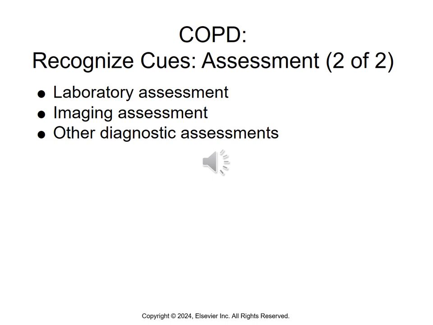COPD is classified from mild to very severe on the basis of symptoms and their function, and PFTs, their pulmonary function tests. There's a GOLD standard treatment strategy for COPD based on these for providers that talks about when to implement what type of management for them.